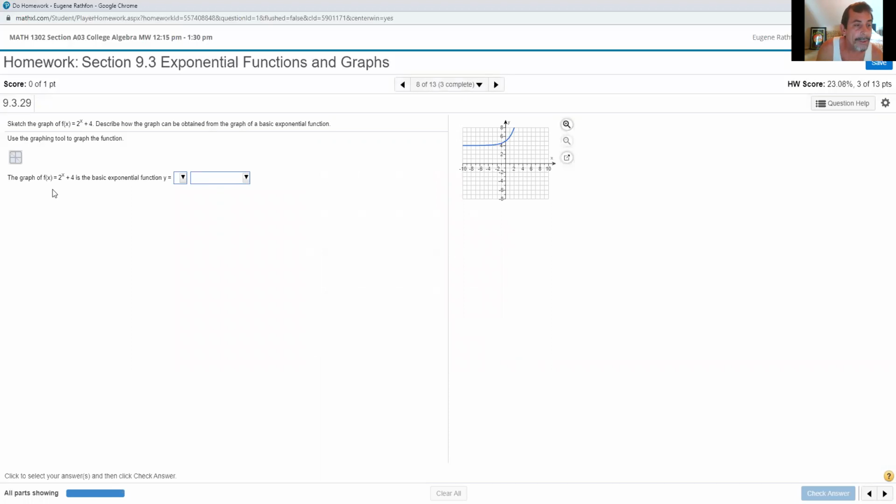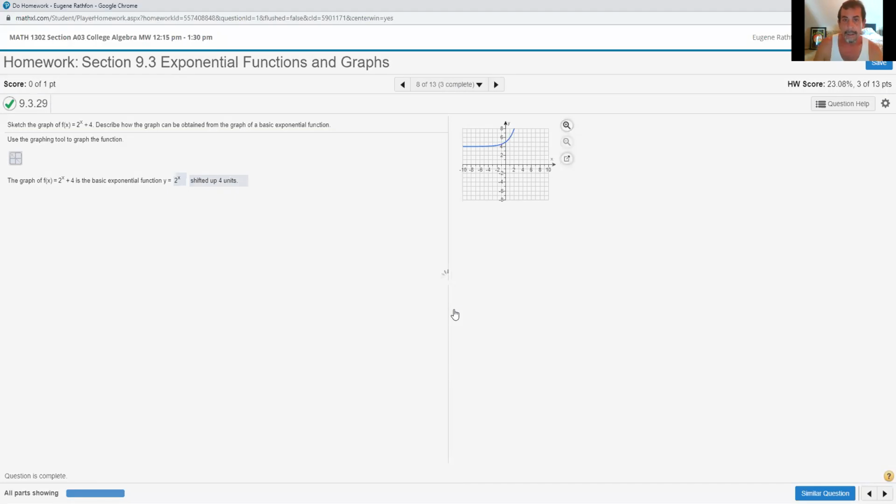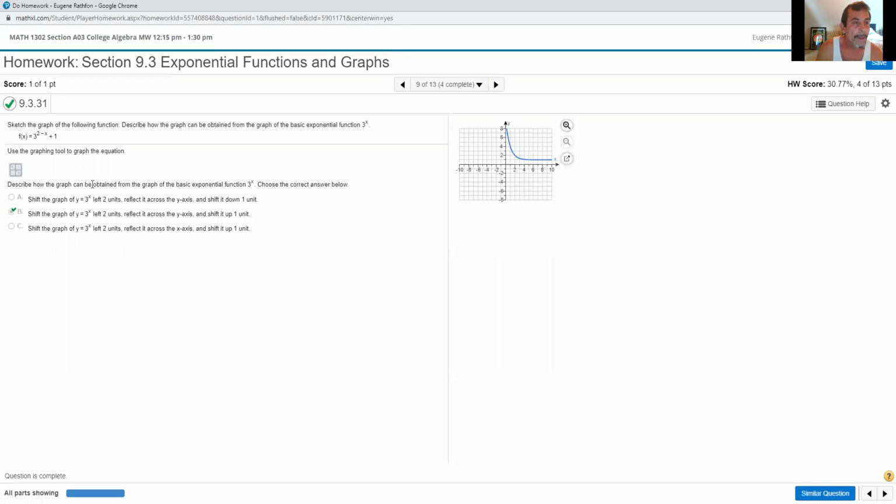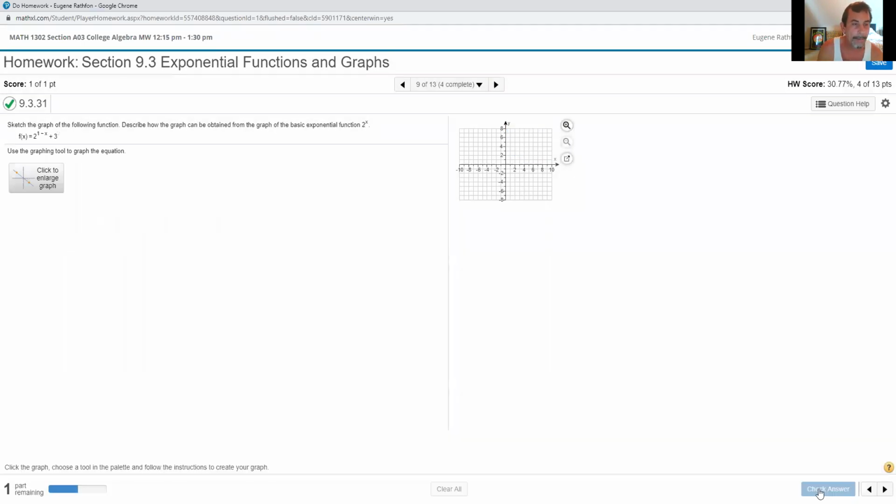Now, right here, they want me to say, okay, the graph of f of x equals 2 to the x plus 4 is the basic exponential function of 2 to the x shifted up 4 units. So you're basically putting in what we did to the graph. All right, y'all, next question. So let me do a similar question because I was playing with that earlier. So let me get it to give me a new question here.